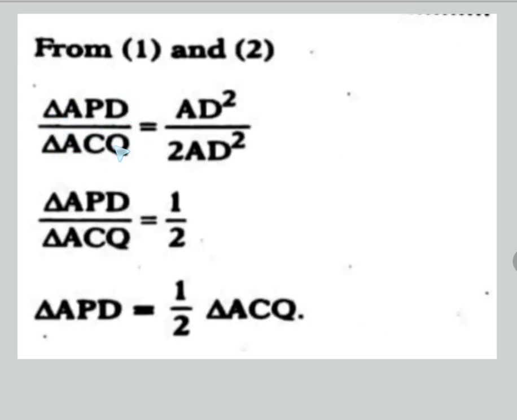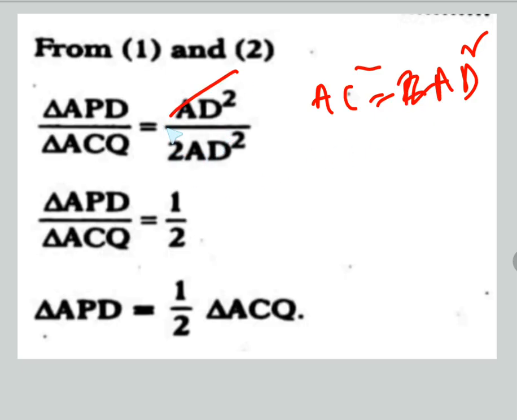APD by ACQ is equal to AD square by 2AD square. AD square is cancelled. This is equal to 1 by 2. So the area of APD is equal to 1 by 2 into the area of ACQ. Therefore, the area of APD is half of the area of ACQ.